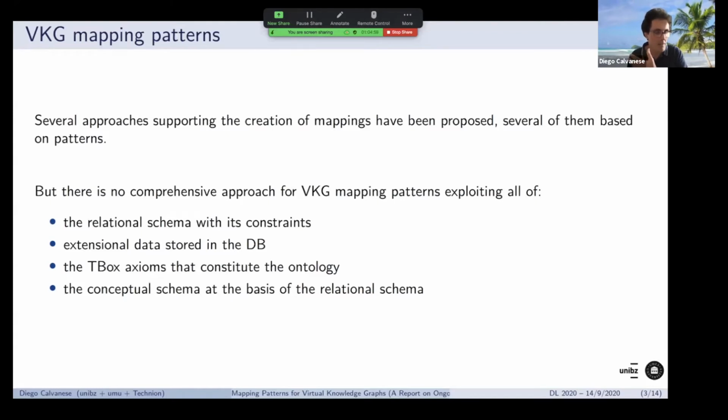But our study identified that there is essentially no comprehensive approach of VKG mapping patterns that exploits all of the following elements: the relational database schema with its constraints, the extensional data stored in the database, the ontology and the T-box axioms that constitute the ontology, and also the underlying conceptual schema that is at the basis of the relational database that we want to map to. And all these elements somehow play a role.